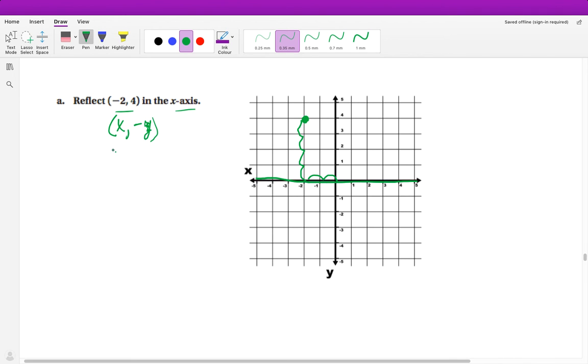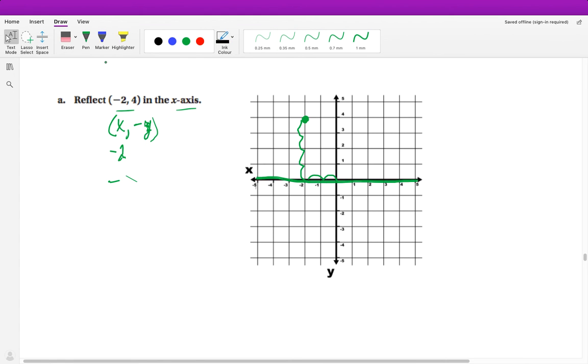So if our point was -2, 4, I don't know why this isn't writing right now. All right, it's messing up right now, so this might be the last example. We might have to cover the last one in class.